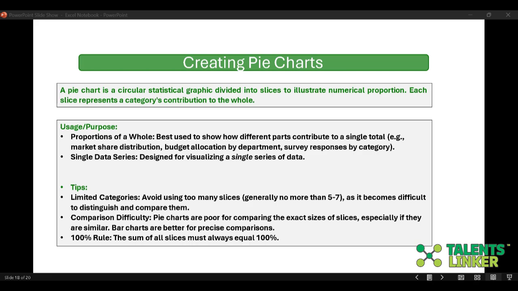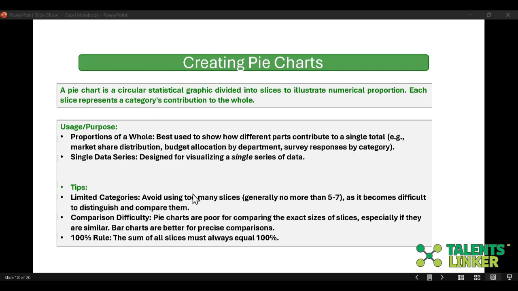Also, comparison difficulty. Pie charts are poor for comparing the exact sizes of slices, especially if they are similar. Bar charts are better for precise comparison. Then, 100% total: the sum of all slices must always equal 100%. So a pie chart makes use of 100% total. The sum of all slices must always be 100%.